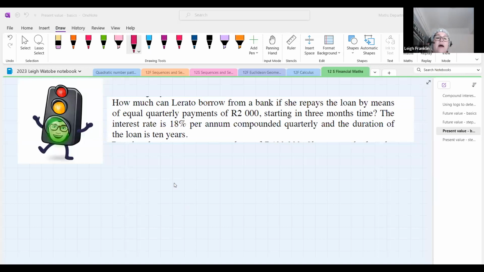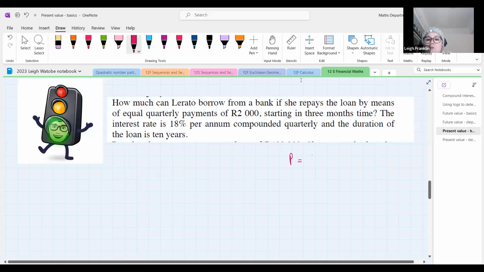This is pretty much the same thing. What I'm thinking, it's just different because it's quarterly payments of 2,000 Rand starting in 3 months' time. I'm not going to say anything. I'm going to let you guys do this question yourselves.